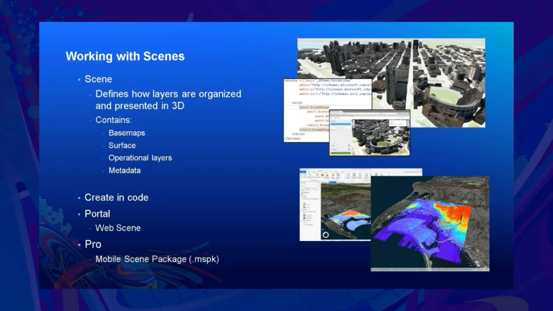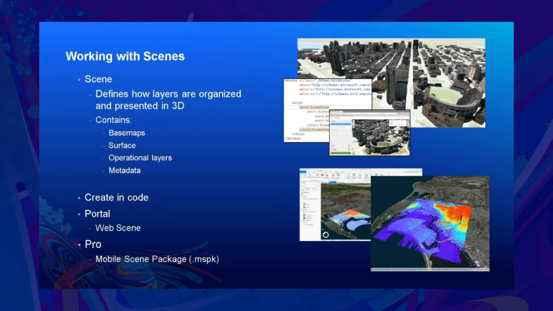So where do scenes come from? Similar to maps, scenes can be created in code and distinctly customized for a specific application. You can create a scene from a portal item. A portal item can reference a web scene, which is a common document for storing scene or 3D information and sharing scenes across the ArcGIS system as a whole. It's not tied to a specific client or technology like a web map.